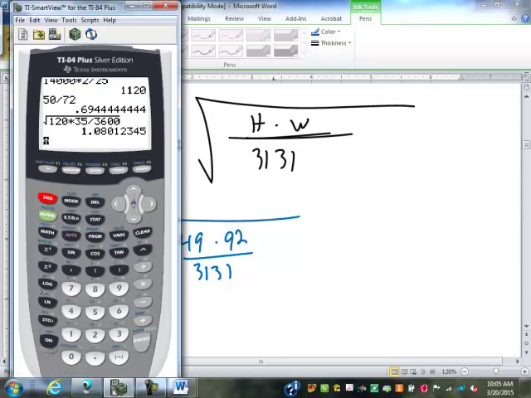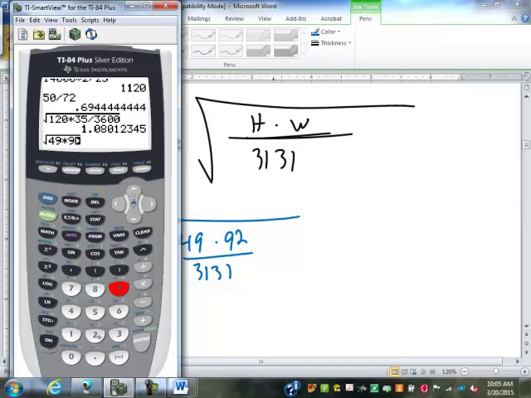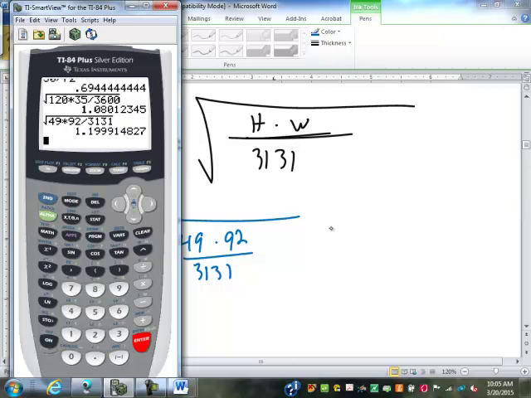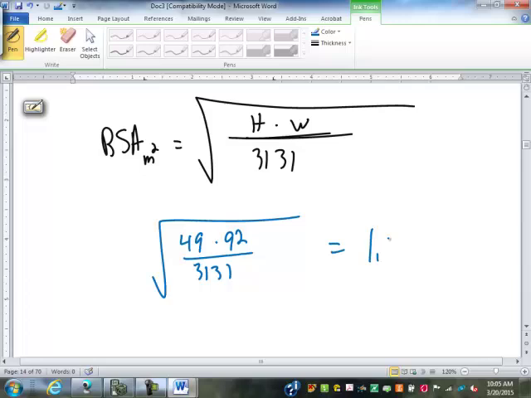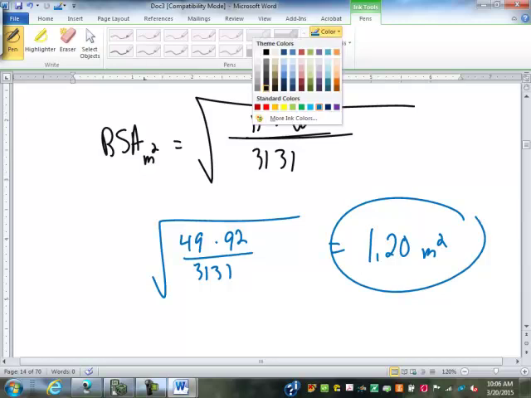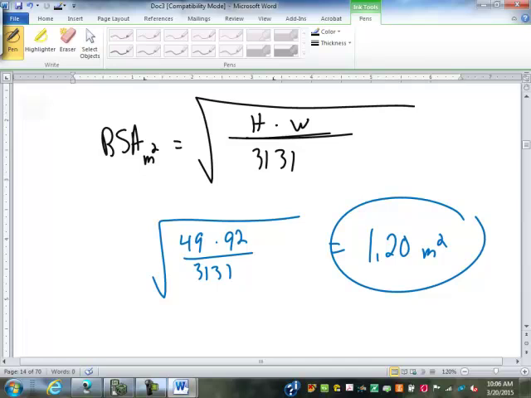So we'll do second square root. 49 times 92 divided by 3131. And again, most of you have to close your parentheses. 1.199, so 1.2. We were getting 1.25 on the nomogram. So we weren't doing poorly by any means. To me, this formula is simple enough that you don't need the nomogram. Back in the days when you had to calculate it out by hand without a calculator, then the nomogram was useful.